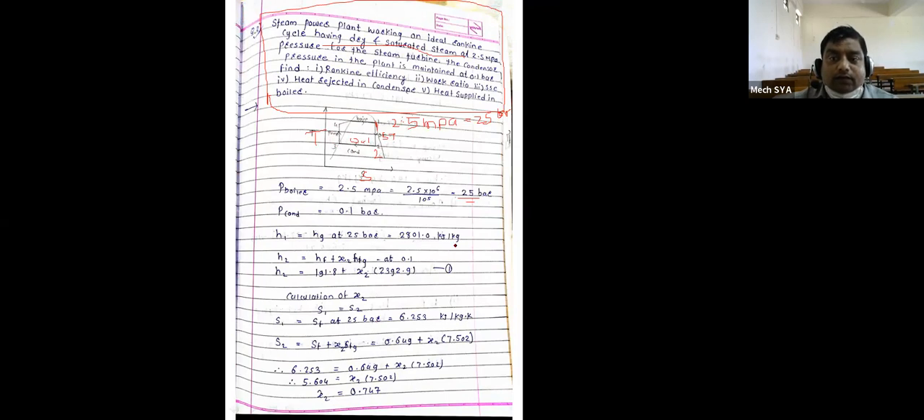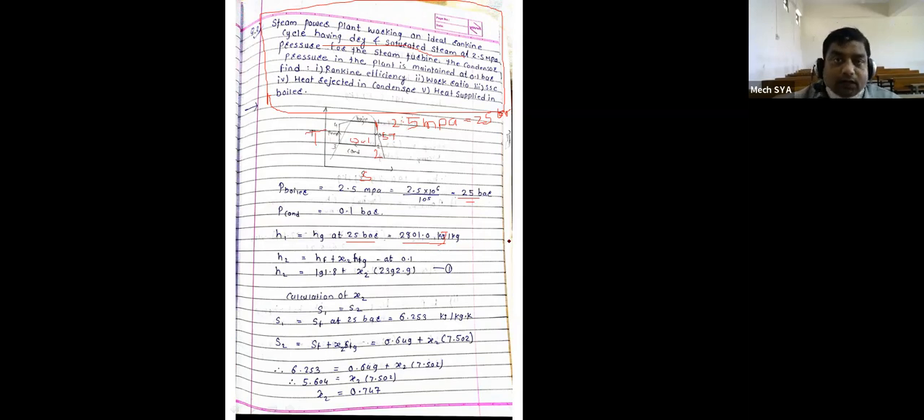For that, we'll consider H1 equal to Hg, because the point is lying on the vapor line. H1 is equal to Hg at 25 bar. In that case, we have to refer to the table. Which table number? Table number 2, since pressure is given. H1 is equal to Hg at 25 bar, and we get the answer 2801.0 kilojoule per kg.